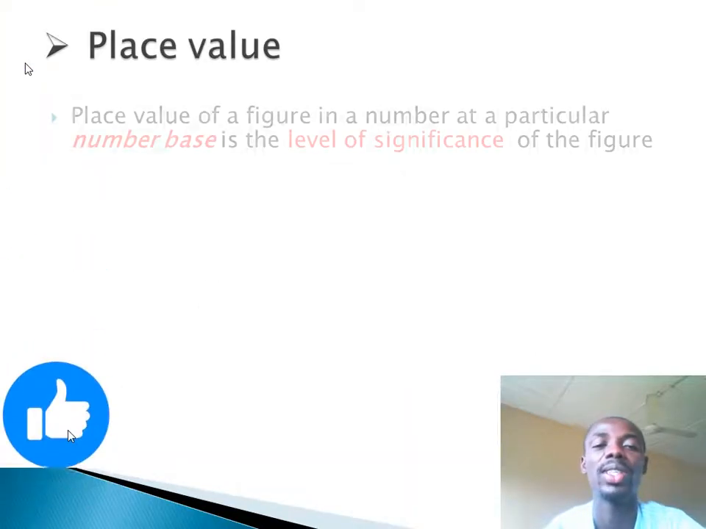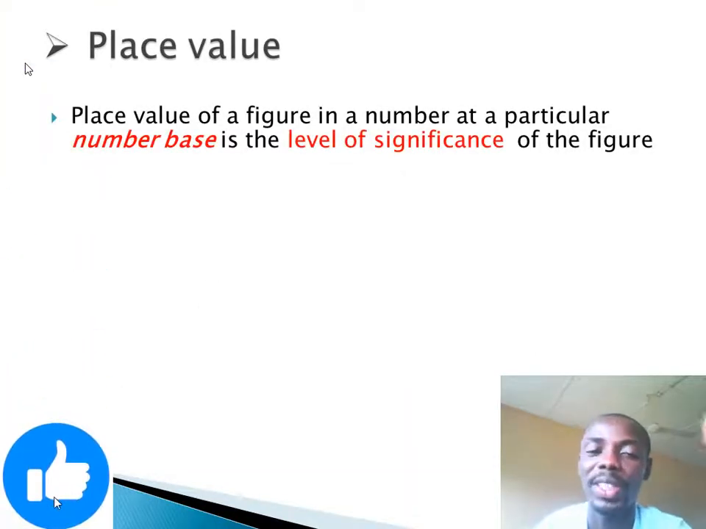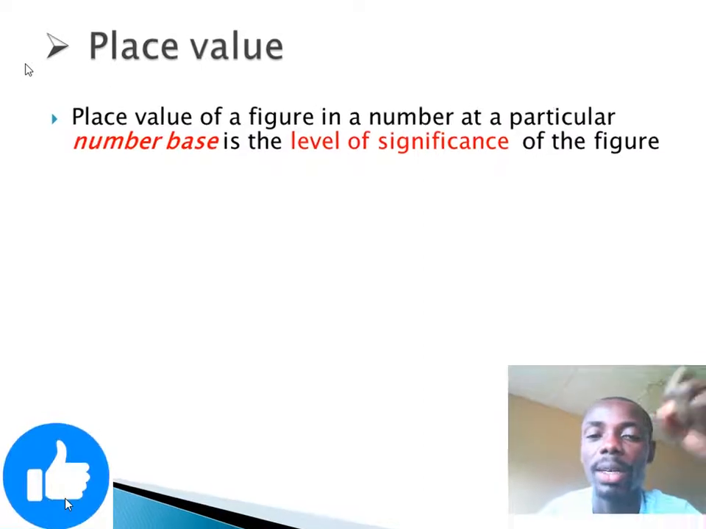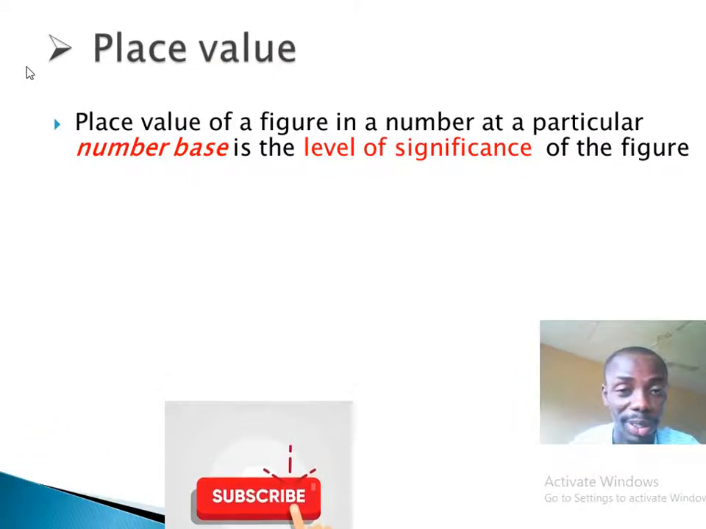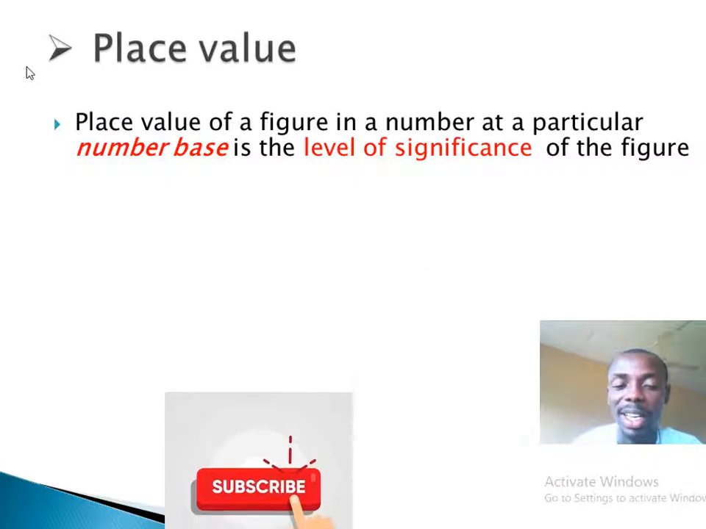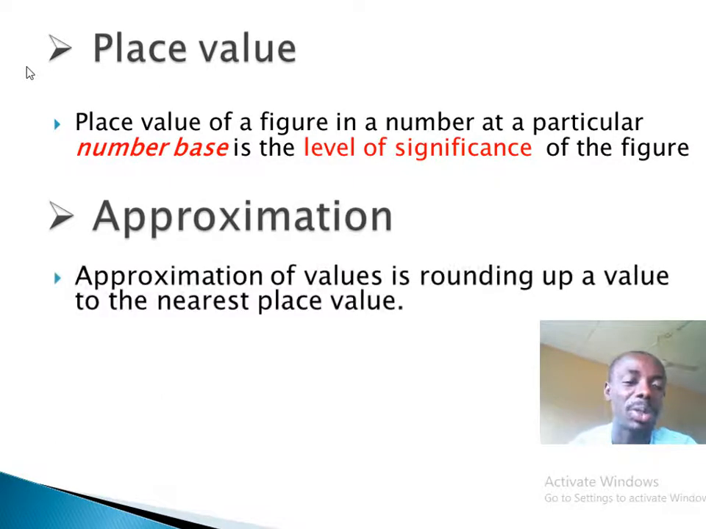Okay, now place value. Place value of a figure in a number at a particular number base is the level of significance of the figure. That's very important and key. Now, approximation of values is rounding a value to the nearest place value. How? I've said a lot of English. How am I going to explain it? Don't worry, you're going to understand everything during the course of the lesson.